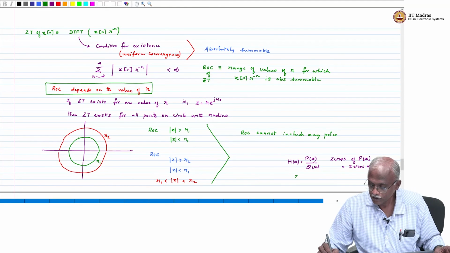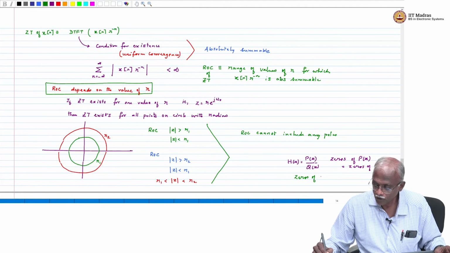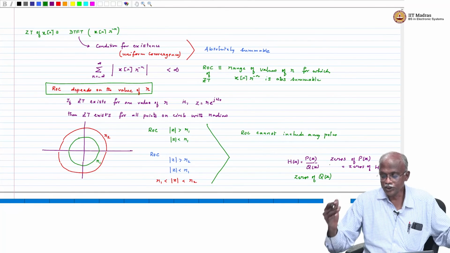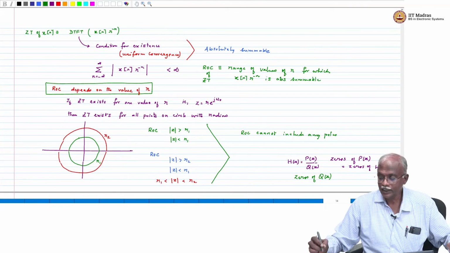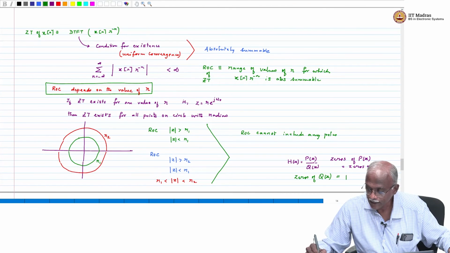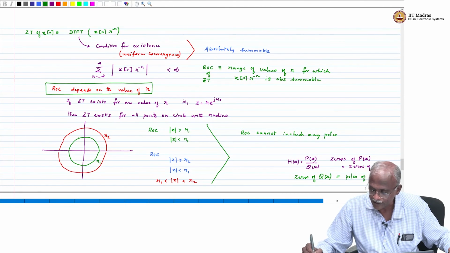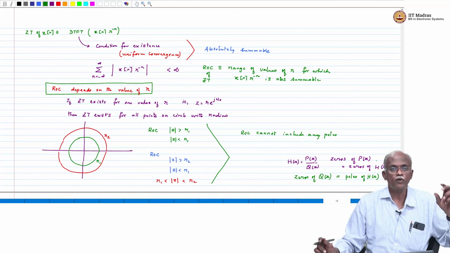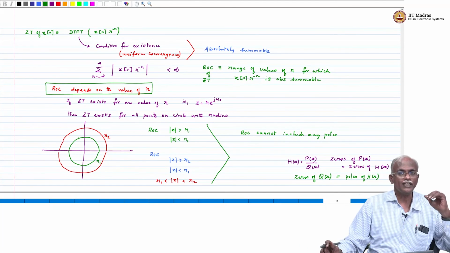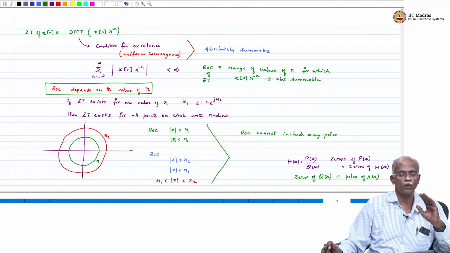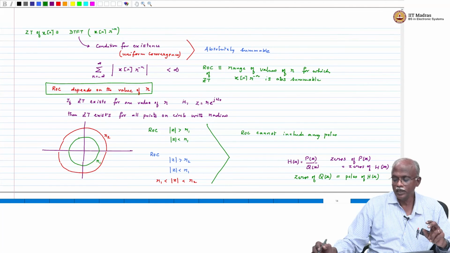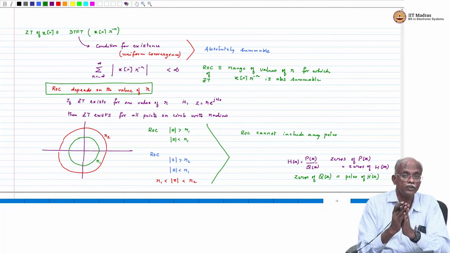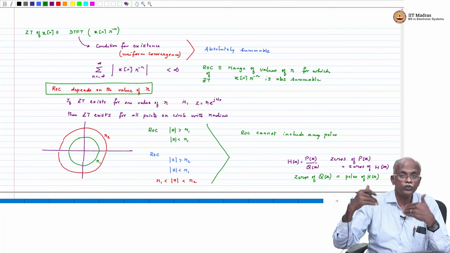By the same token, the zeros of q of x, that means q of x will go to 0, it is in the denominator, so that means h of x will go to infinity. So, the zeros of q of x are the same as the poles of h of x. The poles essentially stand for those values of x for which the function will go to infinity. What is a zero? The value of the function goes to 0. So, the difference between a pole and a zero is that at a zero the function goes to 0, at a pole the function goes to infinity.